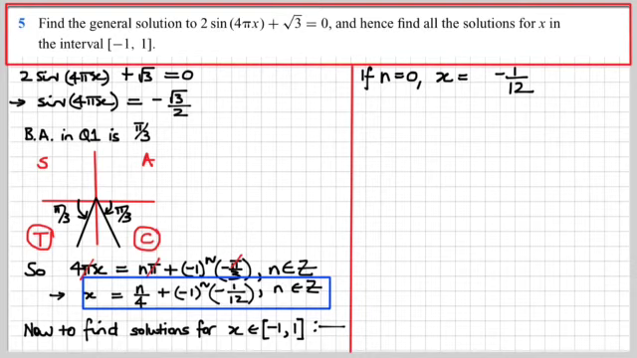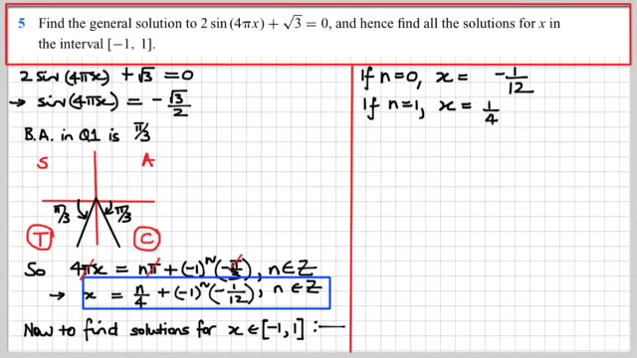Okay, if n is 0, let's work this out. That'll be nothing. Now, minus 1 to the 0 is 1. So it's just that, isn't it? Right, and that's in range. So that's very good.